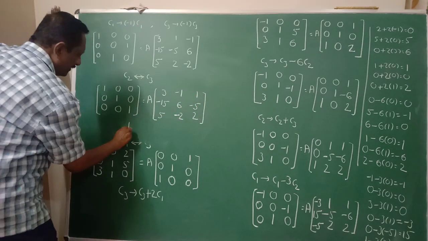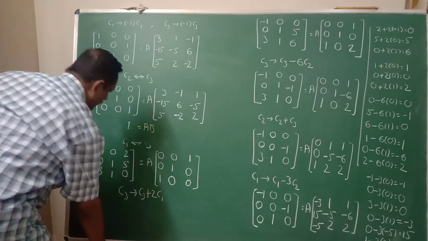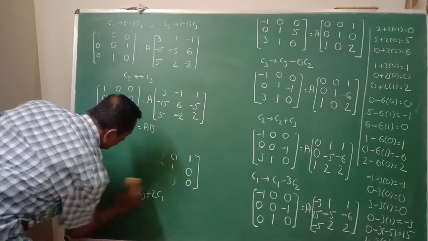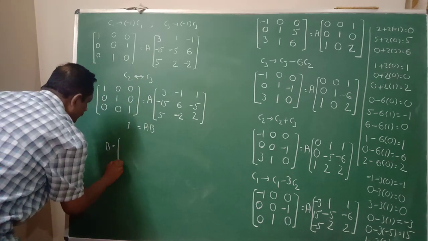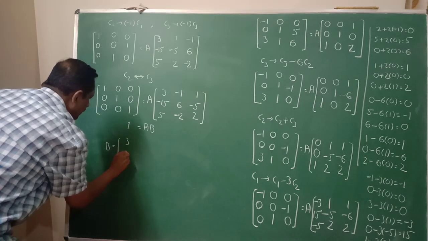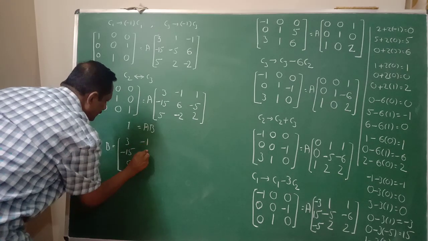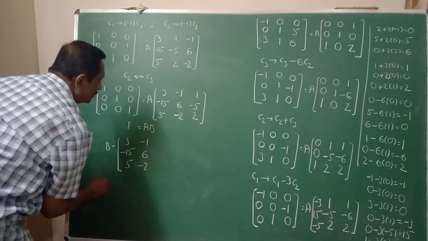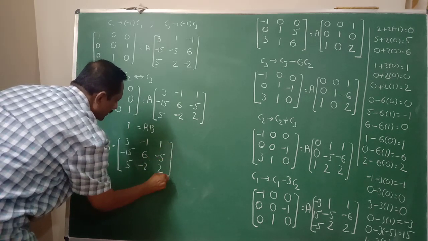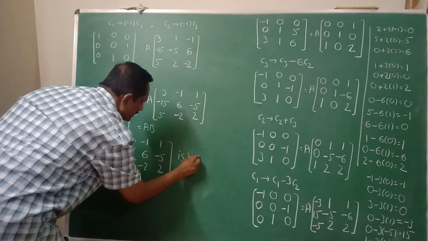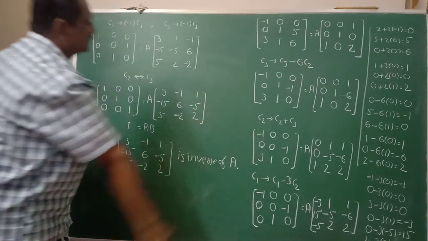So this is in the form I equals A into B. Hence the matrix B, which is 3, minus 15, 5; minus 1, 6, minus 2; 1, minus 5, 2, is the inverse of the matrix A.